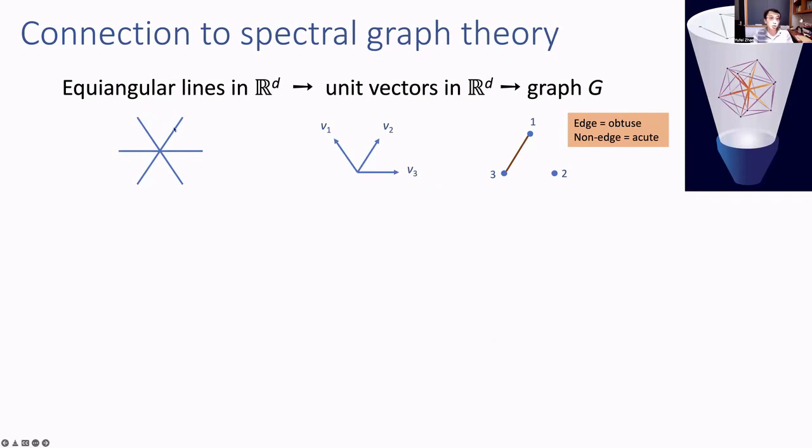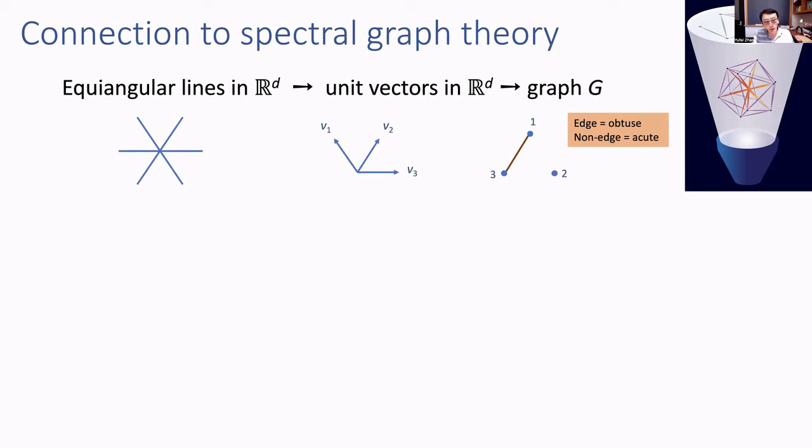Starting with a configuration of equiangular lines, we can form a geometric configuration of unit vectors by picking a unit vector along each line. There is a choice here, one of the two orientations of the vector, but for now, pick an arbitrary one. With this configuration of unit vectors, we can form a graph. Now, the vertices of this graph are the vectors. I put in an edge if they form an obtuse angle, and a non-edge if they form an acute angle.